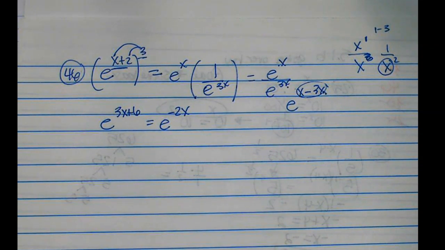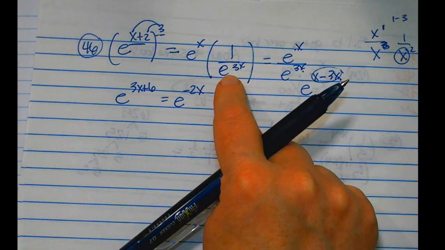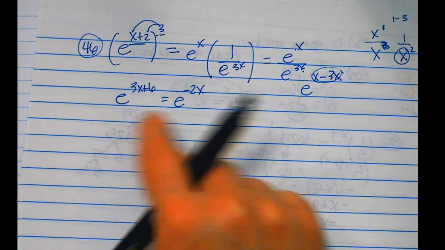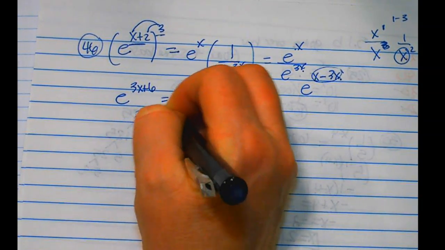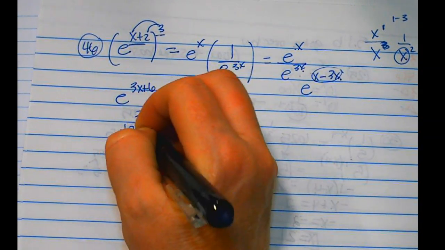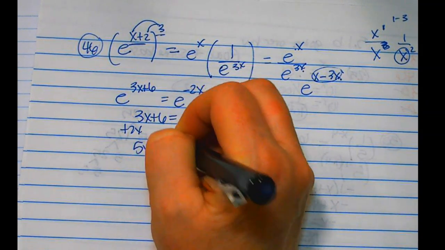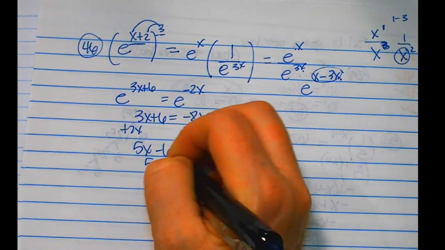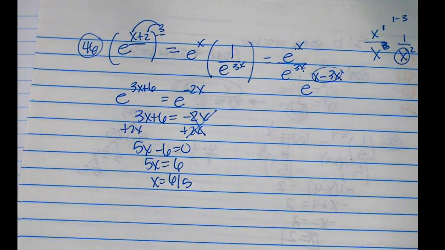So now do we have the same base? Now that we've gotten over the part where the base is e and we don't like it and it's gross, it doesn't matter because e equals e. That means the exponent equals the exponent. 3x plus 6 equals negative 2x. Add 2x to both sides. 5x minus 6 equals 0. 5x equals positive 6. So x equals 6 fifths. Negative 6 fifths. What did I do?